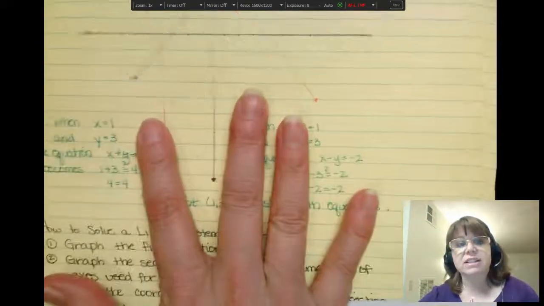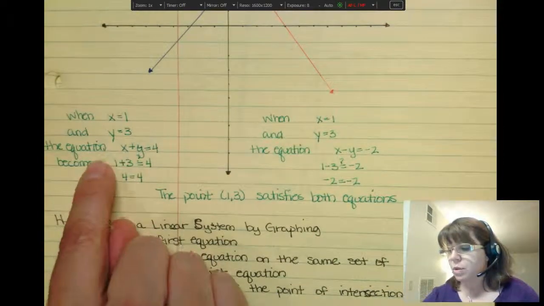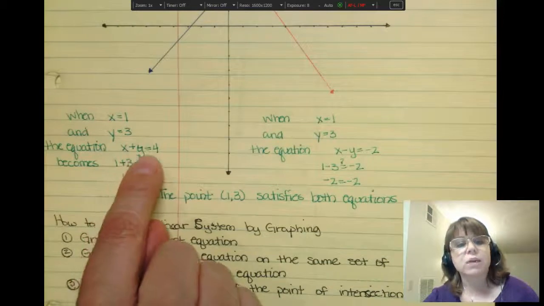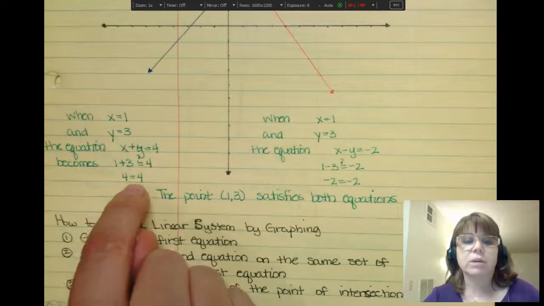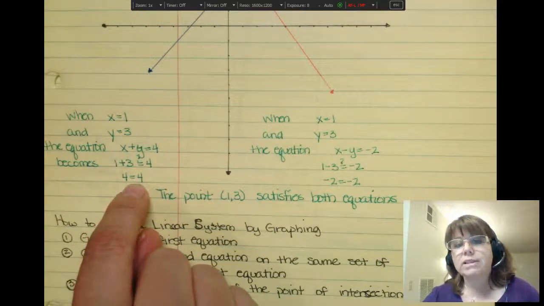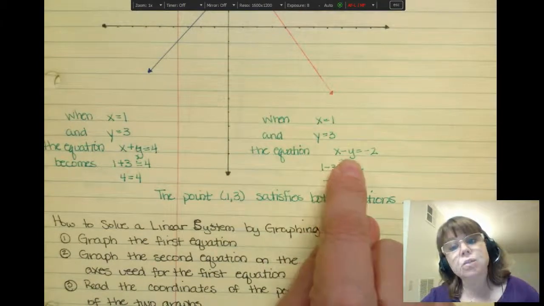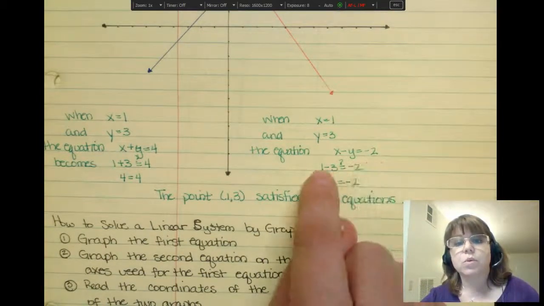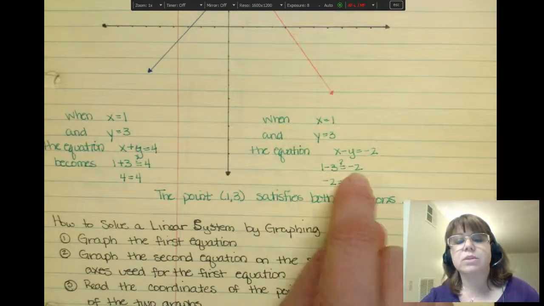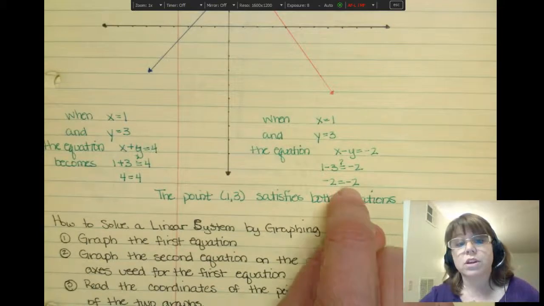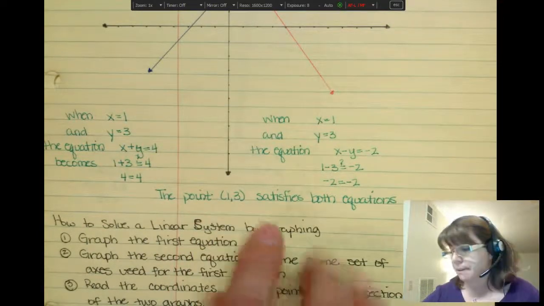I'm just going to check to see if that's true. When x equals 1 and y equals 3, the equation x plus y equals 4 becomes 1 plus 3 equals 4, and yes, indeed, 4 equals 4. Likewise, when x is 1 and y is 3, the equation x minus y equals negative 2. Well, 1 minus 3, does it equal negative 2? Negative 2 does equal negative 2. So the point 1, 3 satisfies both equations.